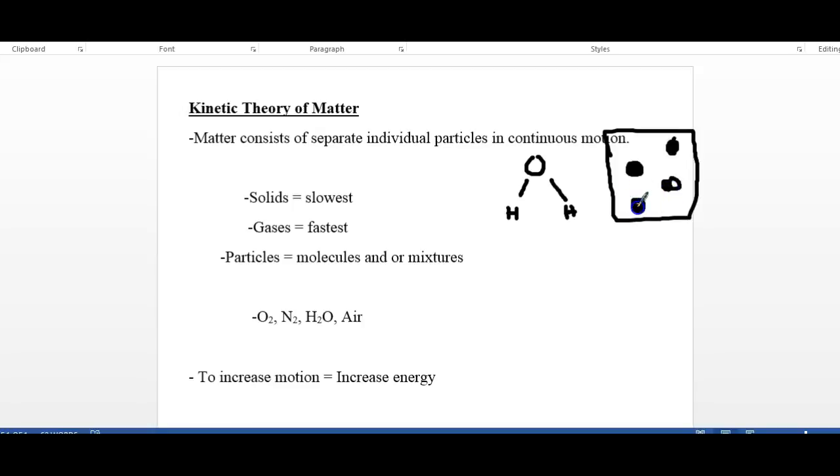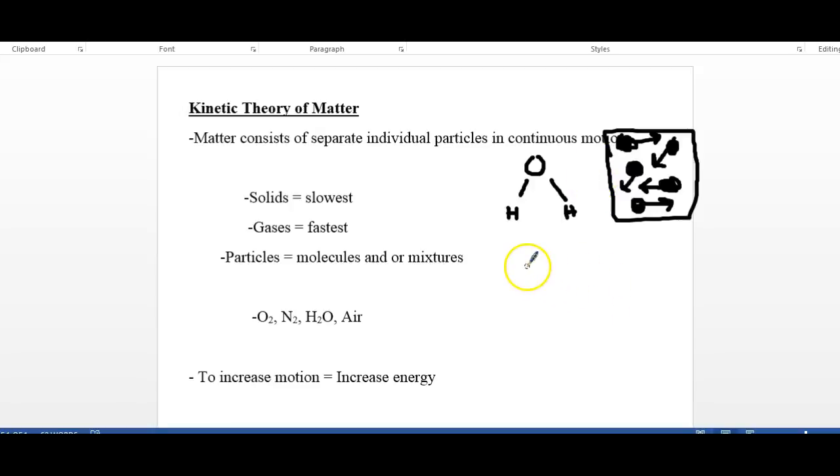Okay. So, and then depending on what it is, these are going to be in continuous motion. So this might be going this way, this might be going this way, this might be going this way, and so on, all different directions. Okay, and a gas is really separated apart. Solid, very, very close together. So they're moving, but they're not moving very fast.